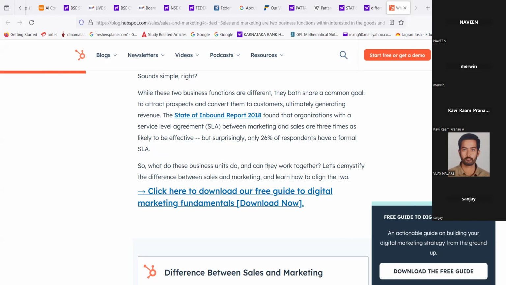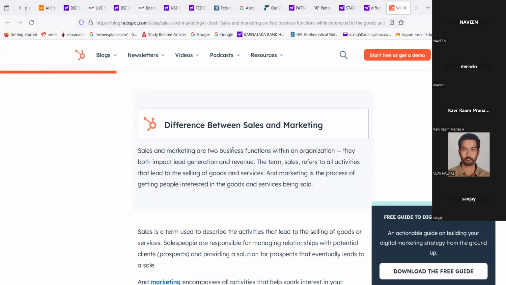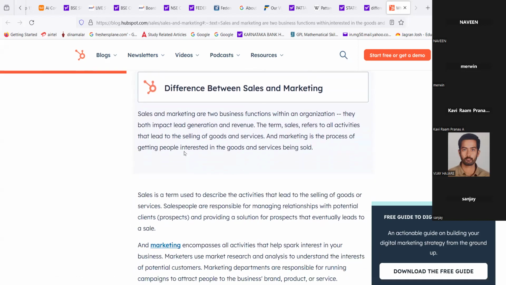The State of Inbound report 2018 found that organizations with an SLA, that is a service level agreement between marketing and sales, are three times as likely to be effective. But surprisingly, only 26% of respondents have a formal SLA. Actually, this is not relevant for us. I think it is for the USA or some other country.